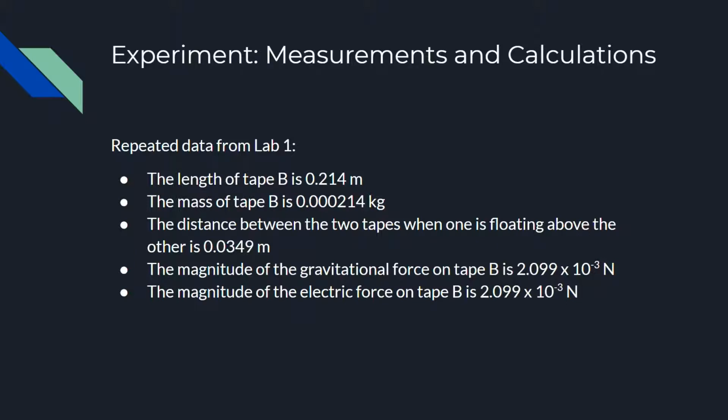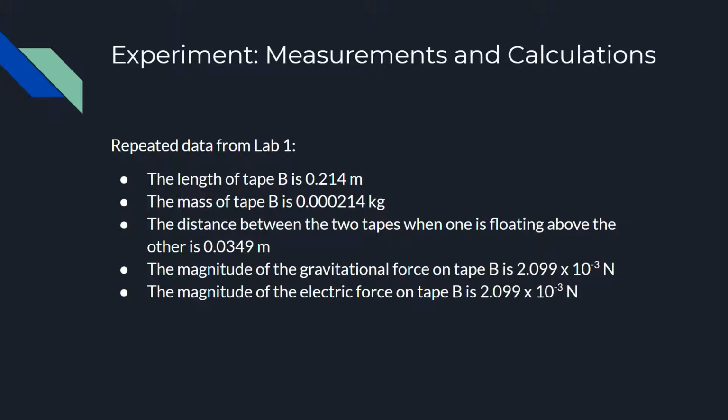The length of tape B was found to be 0.214 meters. The mass of tape B was found to be 0.000214 kilograms, and the distance between the two tapes was 0.0349 meters. The magnitude of the gravitational force and electric force on tape B was found to be 2.099 times 10 to the negative third newtons.